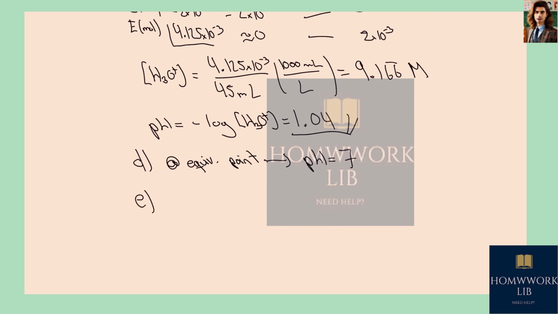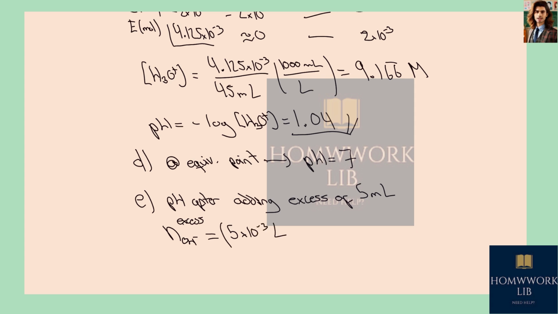And for part E, we want to know the pH after adding an excess of 5 milliliters. Okay, so in order to know the pH at that point, we need to know the amount of OH minus that is going to be in excess in terms of mole. This is going to be 5 times 10 to the minus 3 liters, this is the volume, times my concentration of 0.2. So this becomes 1 times 10 to the minus 3 mole of OH minus. That is the amount that we're going to have in excess.